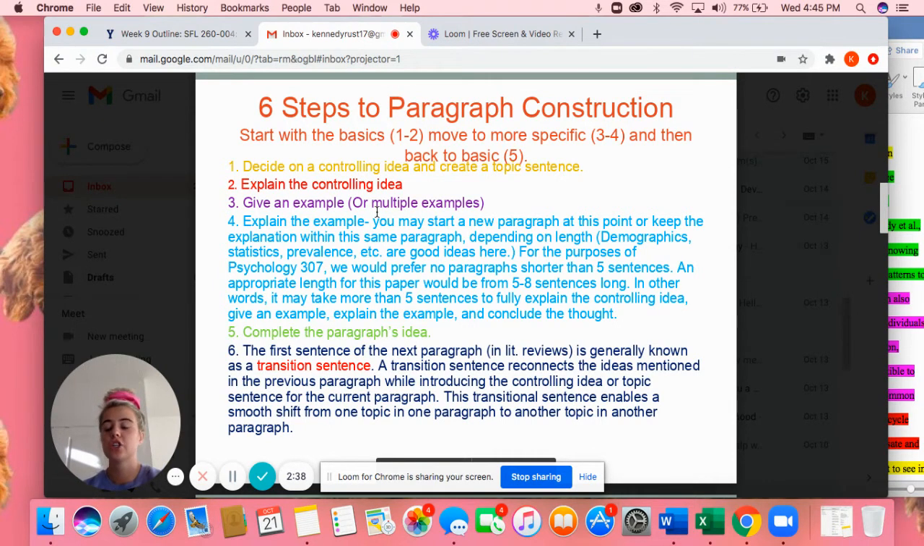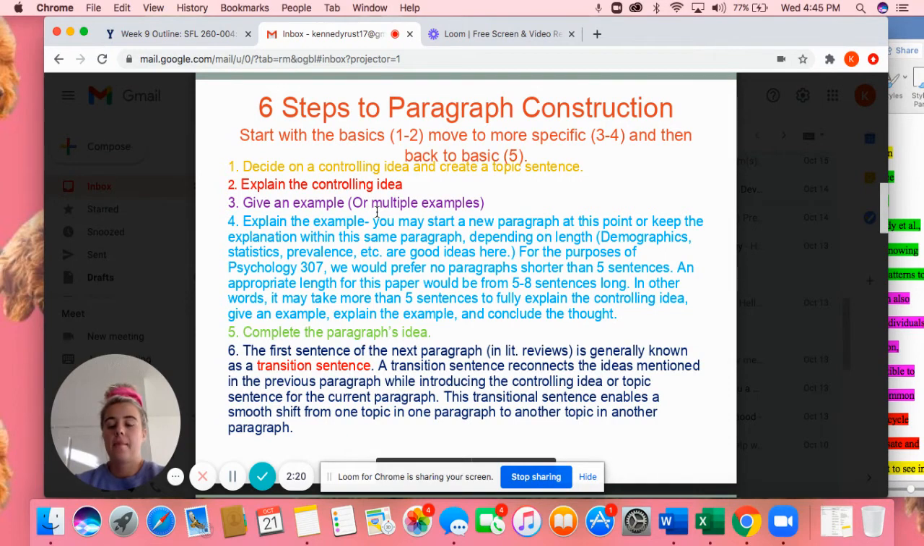Then you're going to complete the paragraph's idea. So you're not just giving citations and leaving it. After you read the citations, you are tying that back to your claim. This is how it relates to the claim. It's not just all this random information. You need to use your own words, not a citation, at the end of your paragraph that ties it all back.